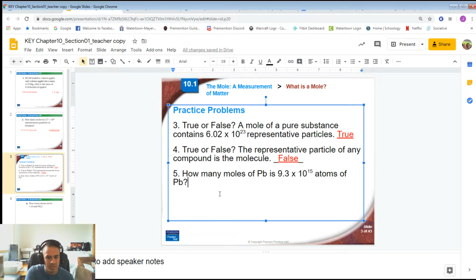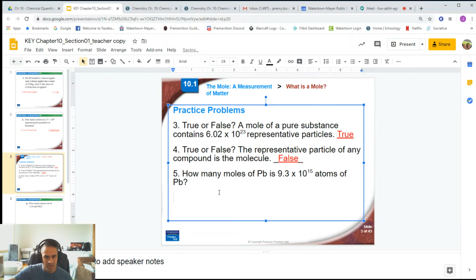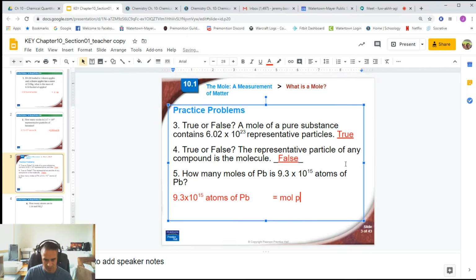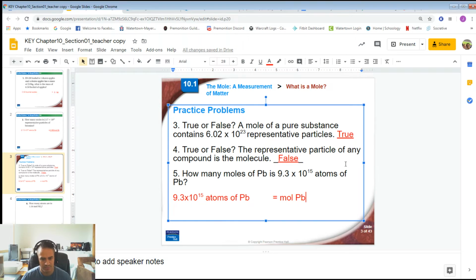How many moles of Pb is 9.3 times 10 to the 15th atoms of Pb? All right, so we have another conversion problem here. Again, if we take a look at it, we are going to be starting with 9.3 times 10 to the 15th atoms of Pb, which is lead, okay? And that is going to be equal to moles of Pb. So we're going from atoms of Pb to moles of Pb. This is pretty much just like the problem we just did with the bromine. We're going to use the same conversion factor. We're just basically starting with a different starting number.